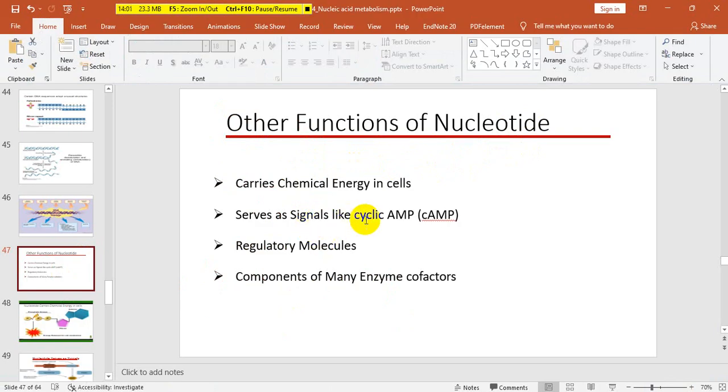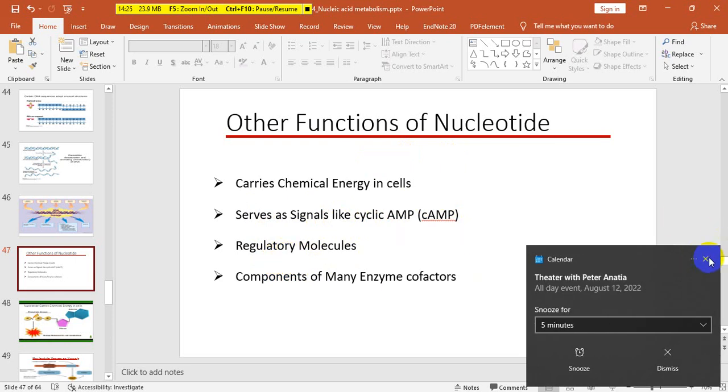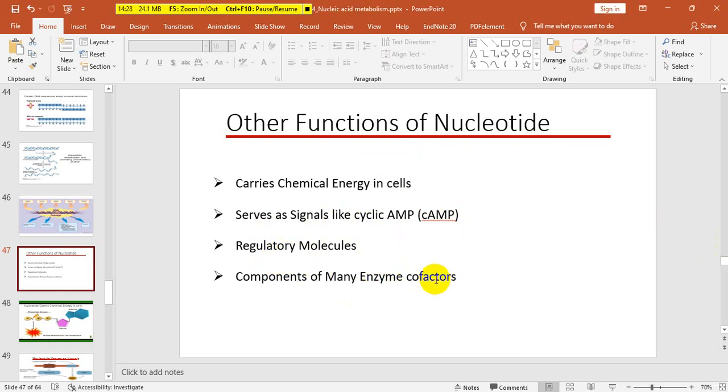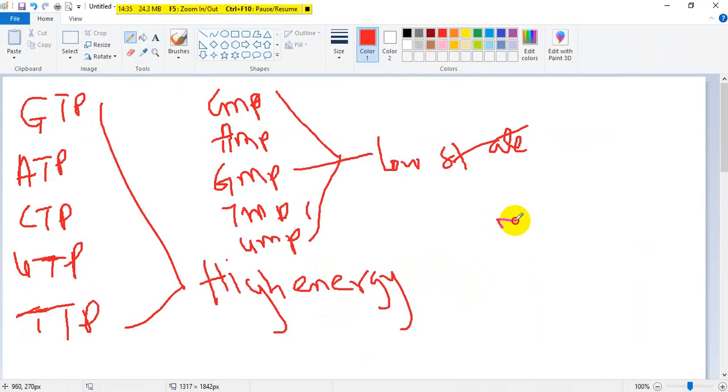We also have cyclic AMP, the cyclic structure formed from the phosphate group and the ribose sugar. They form a cyclic structure called cyclic AMP or cAMP, and this one mediates signal transduction. You will see it later as you progress in your career. We also have regulatory molecules. These nucleotides also form part of enzyme cofactors. If you remember, I taught you NAD, nicotinamide adenine dinucleotide. There's adenine there.